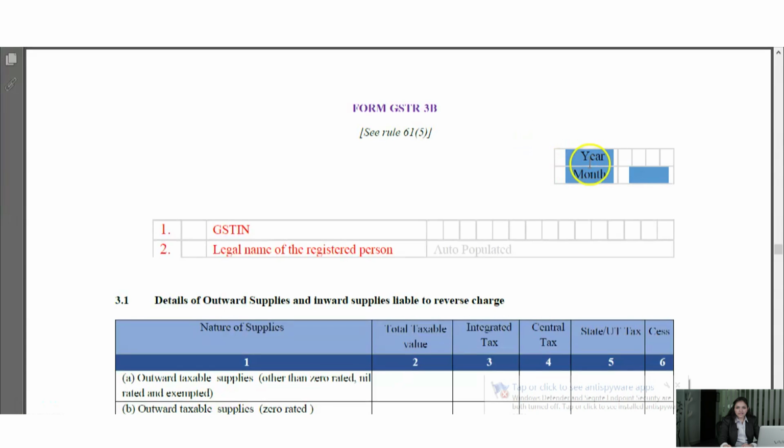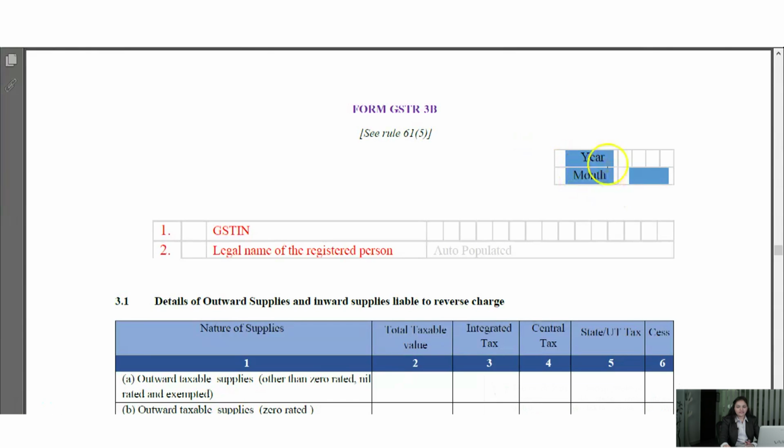So let us understand how to fill this Form GSTR 3B. Firstly, you have to select the month as July for filing the return for the month of July and the year as 2017. Next, in point number 1, you have to write your GSTIN number. As soon as you write your GSTIN number, your legal name will be automatically populated.